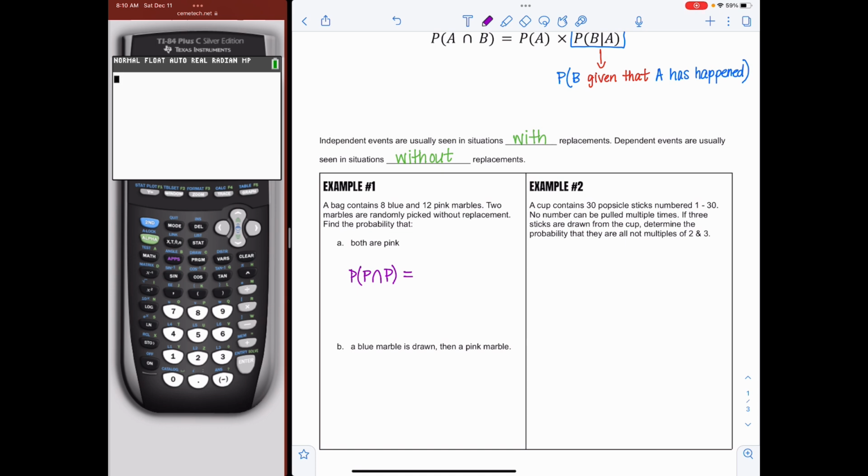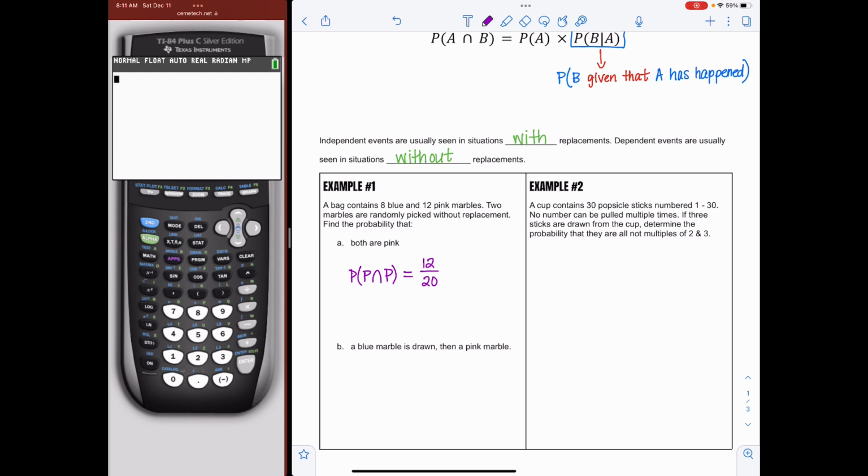So what that means is that if I want to get a pink marble the first time, I'm going to have a 12 out of 20 chance of doing that. Well, once that pink marble is picked, remember it says without replacement. That means that you don't put the pink marble back in the bag. You put it off to the side.